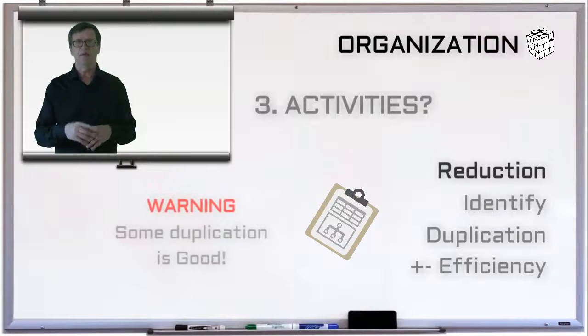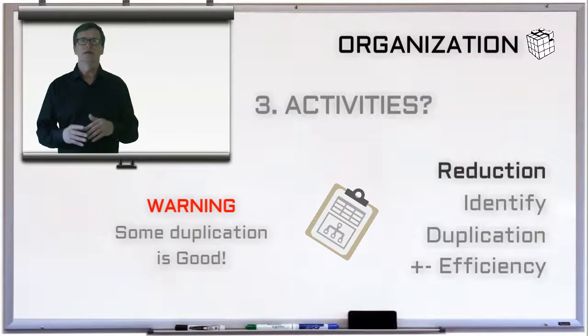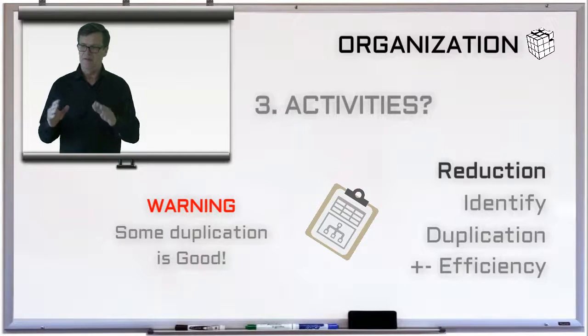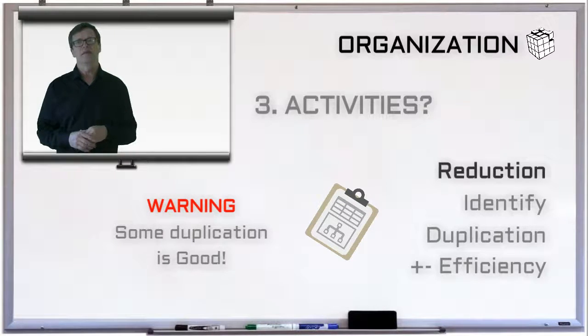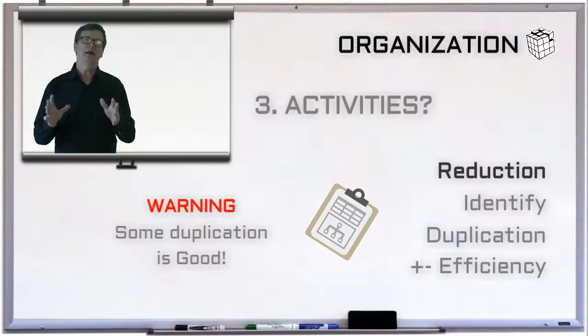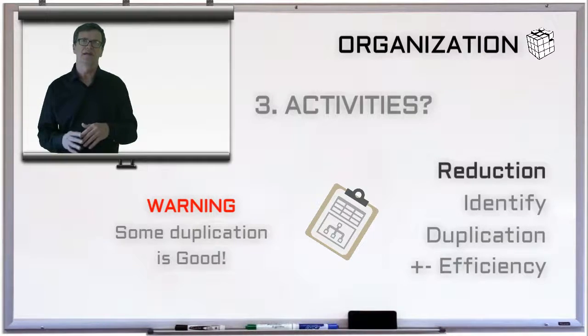But you must remember, activity duplication can be good complexity. And if you take it away, it can affect efficiency in the organization. That may mean that any action taken can negatively impact the organization's efficiency. So duplication might in fact be a good form of complexity.